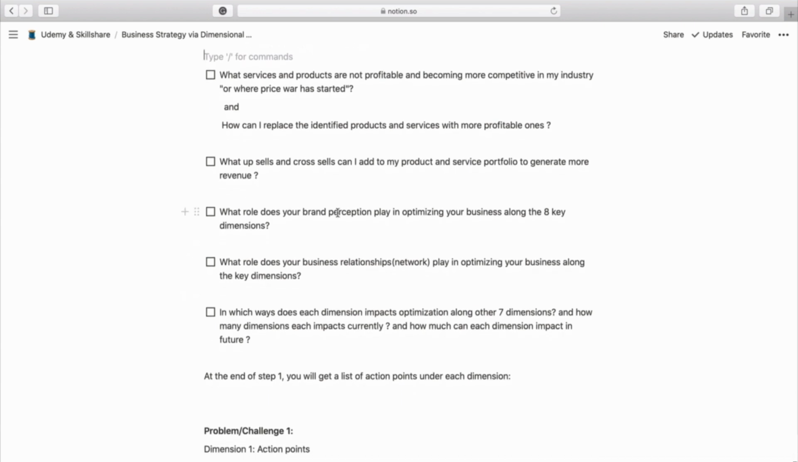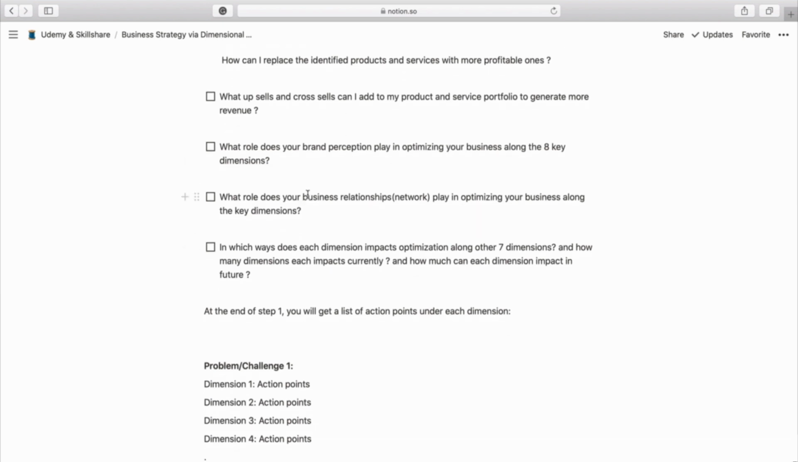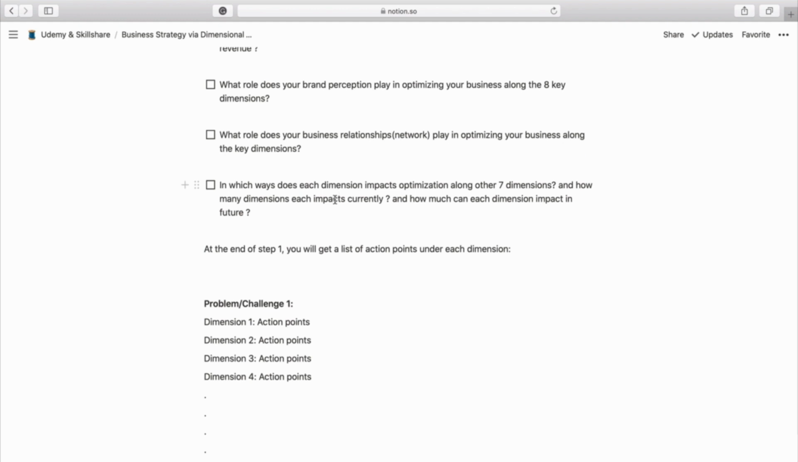What role does your brand perception play in optimizing your business along the 8 key dimensions? What role do your business relationships or your network play in optimizing your business along the key dimensions? As I told you during the course in one of the lectures, each one of these 8 dimensions has a reinforcement effect. So in which ways does each dimension impact the optimization along the other 7 dimensions, and how much of the other dimensions does each one of your dimensions impact currently, and how much impact do you see of each and every dimension over the other dimensions in the future?